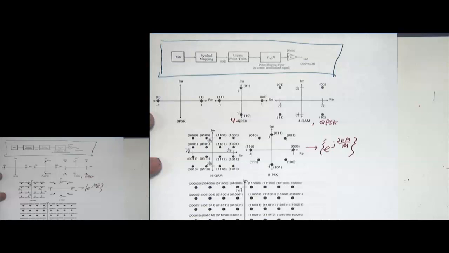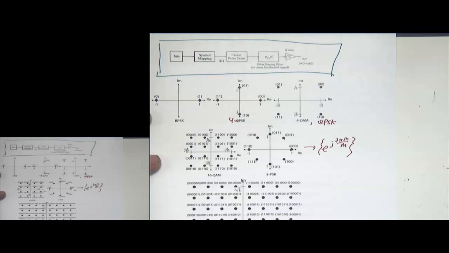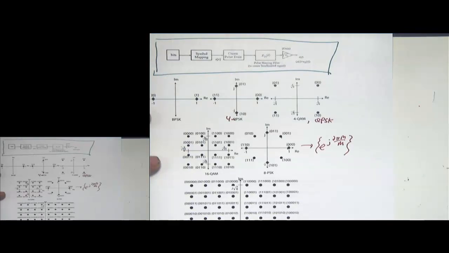QAM is the concatenation of PAM in the real and imaginary parts. And the simplest, I'm trying to think of the formula here. Let's see, it's going to be 2.